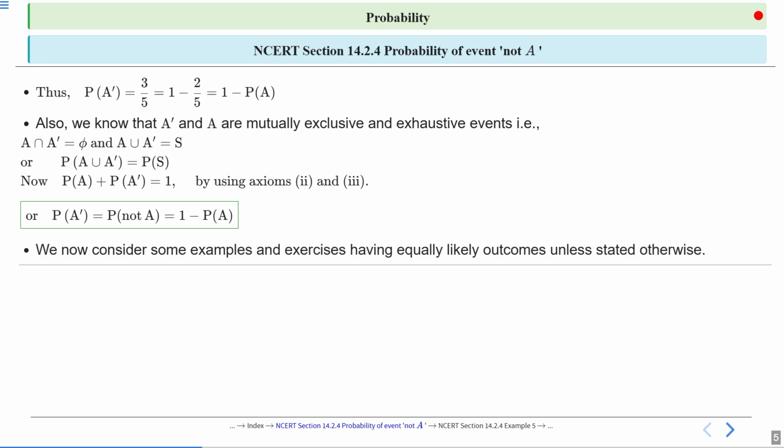So now we consider some examples and exercises having equally likely outcomes unless stated otherwise. So now we will explore some examples.